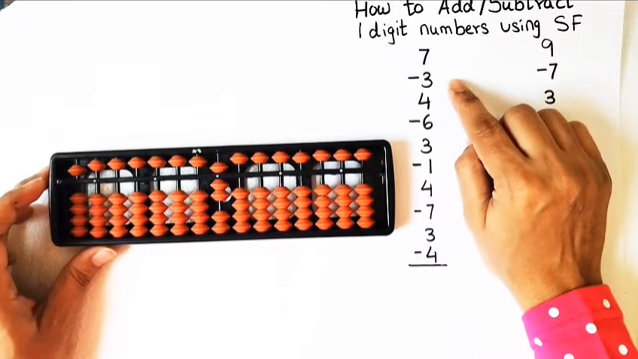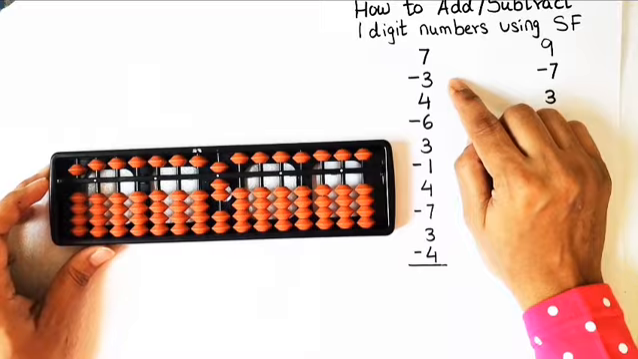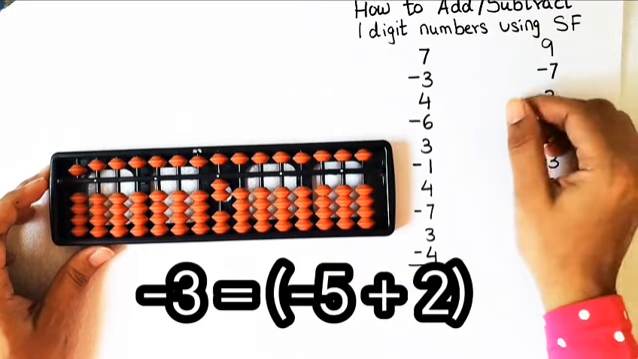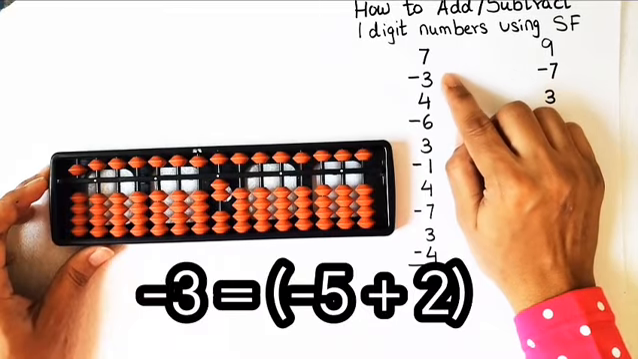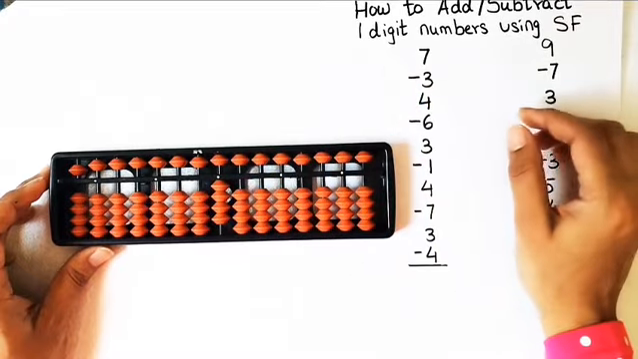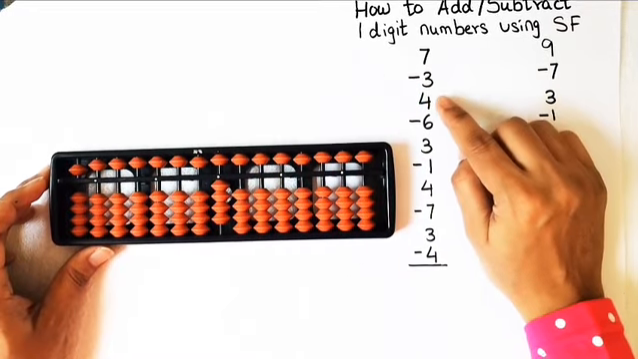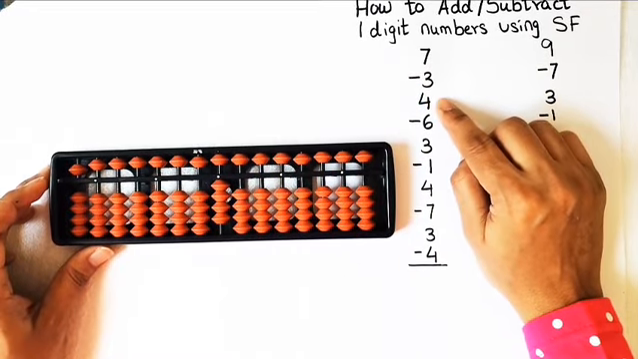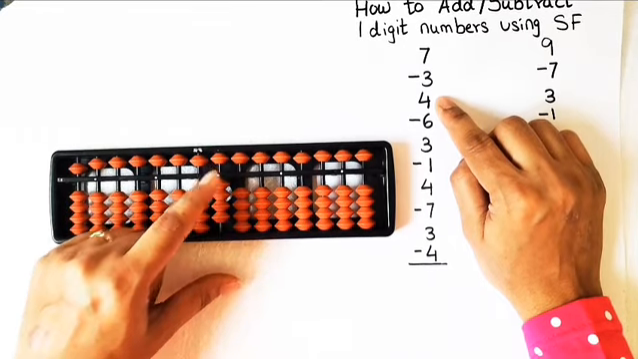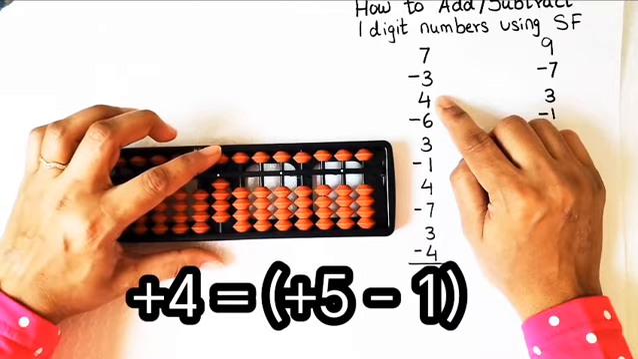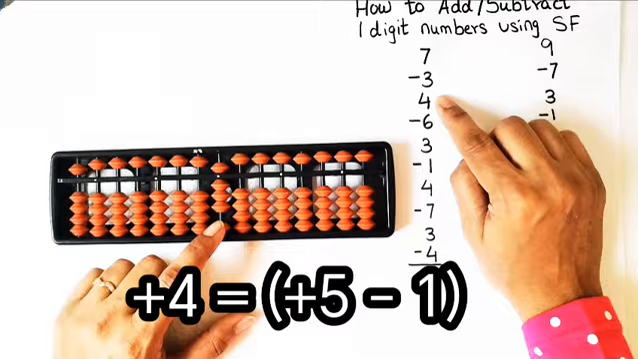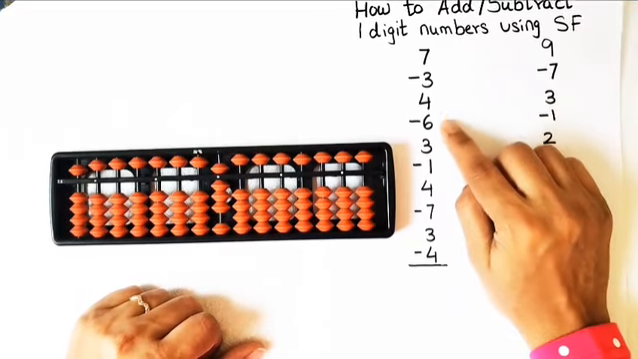What is the formula for this? For less 3, first we will do less the boss 5 and add 3's friend. Who's the friend of 3? 2. So answer is 4. Next, add 4. Now how do we add 4? We use the small friend. Add 5 and less the friend of 4, that is 1.